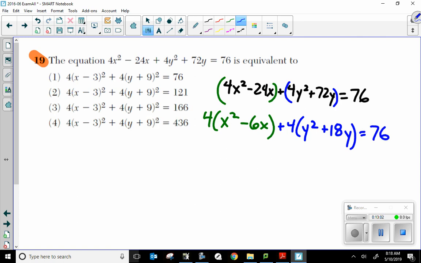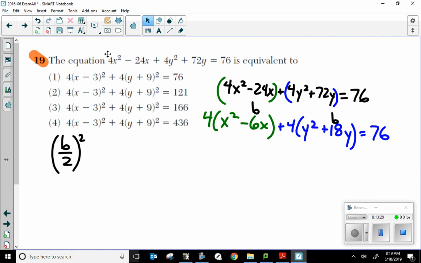Equals 76. All right, so now this is the golden ticket. This is the main operation for completing the square. If you forget this, there's no way you can do completing the squares. I need to take my b value, I cut it in half, and then I square it. And that's the number that I add to both sides. So I need to do that for my x's and for my y's.